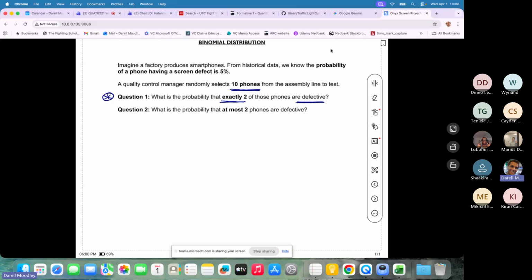So the moment you can identify that there's only 2 possibilities, so 2 possible outcomes, which are the opposite of each other, right? And they're the opposite of each other. Or in other words, complements of each other. And we have a fixed number of trials. In other words, there's only 10 phones that we're trying to work out probabilities for. So there's a fixed number of trials or experiments.